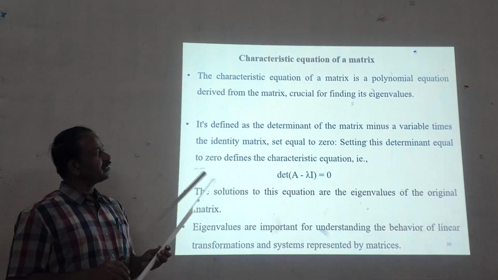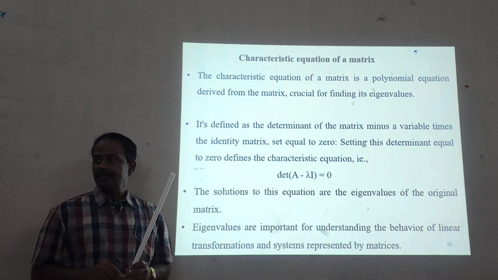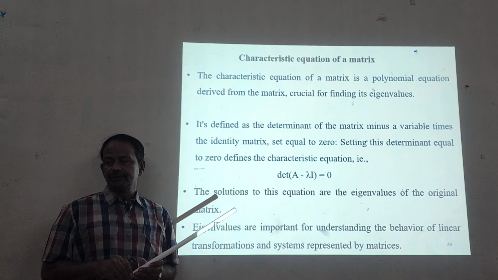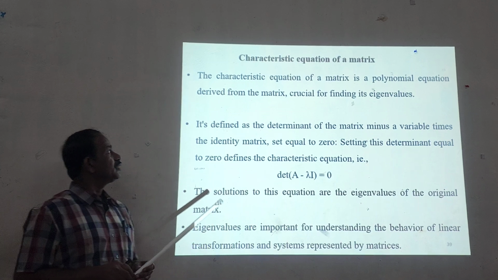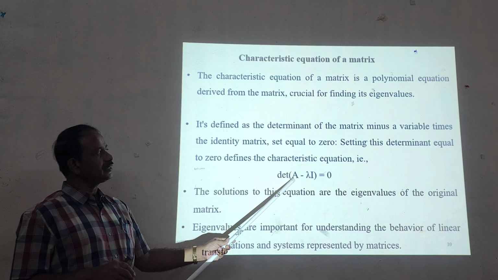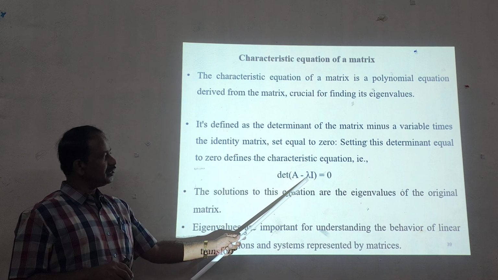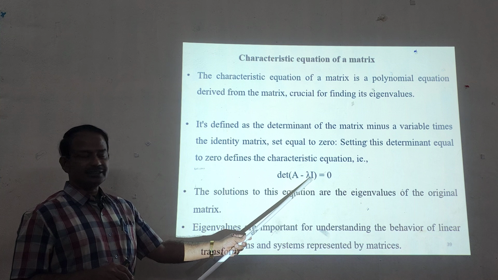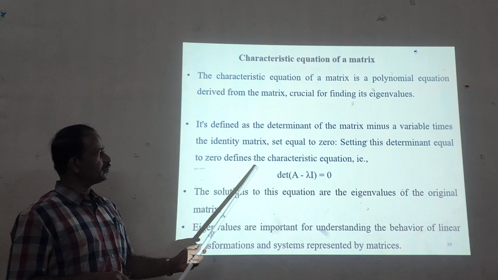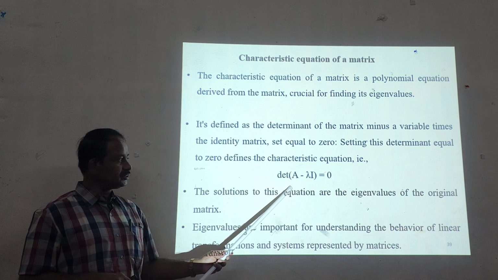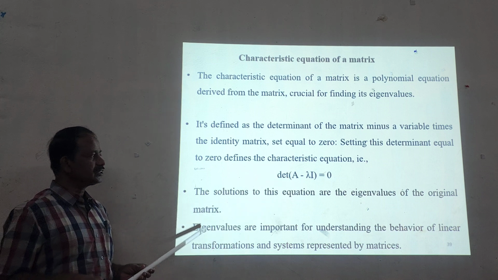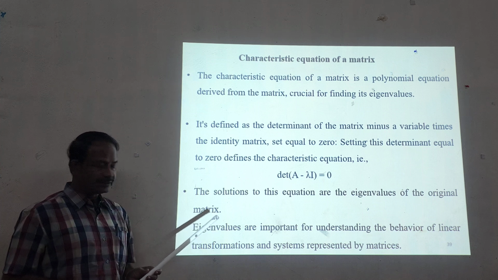What are eigenvectors? Eigenvectors show the direction which remains unchanged. So it's like a scaling factor. The characteristic equation is defined as the determinant of the matrix minus a variable times the identity matrix, set equal to 0. Setting this determinant equal to 0 defines the characteristic equation. So this is our characteristic equation. The solutions to this equation are the eigenvalues of the original matrix.